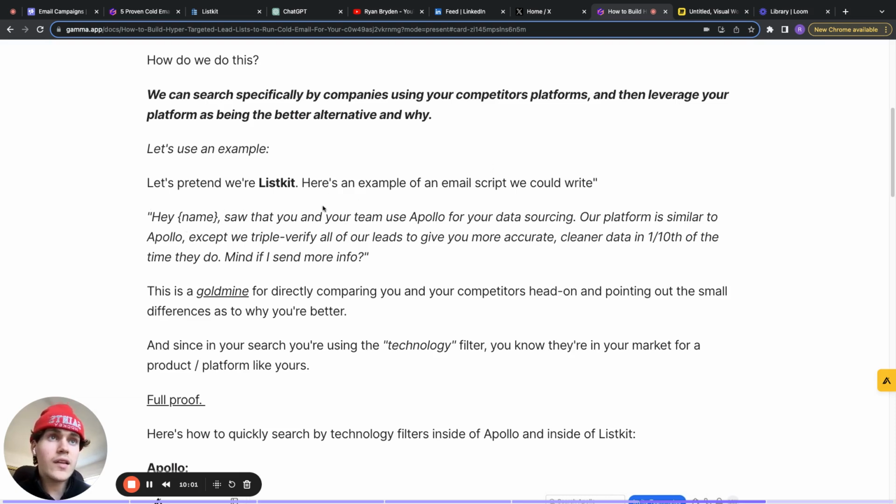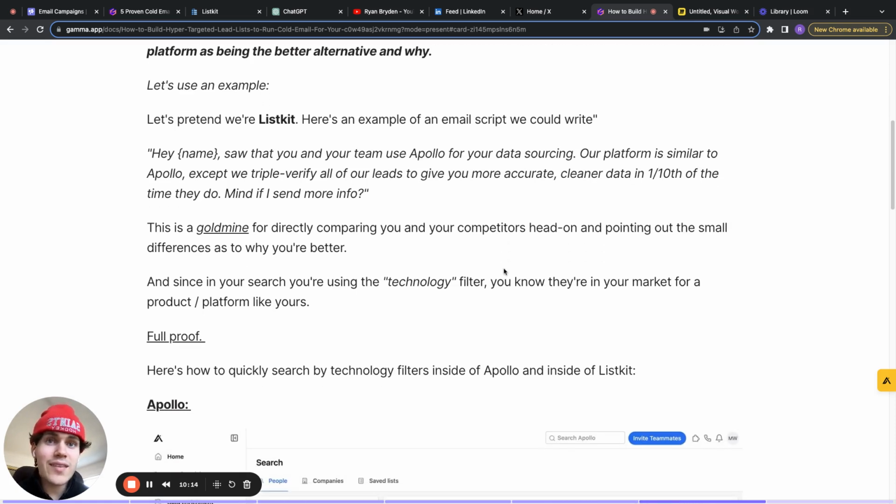Hey Ryan, I saw that you and your team use Apollo for your data sourcing. Our platform is similar to Apollo, except we triple verify all of our leads to give you more accurate, cleaner data in a tenth of the time they do. Mind if I send over more info? Like, this is an absolute gold mine for directly comparing you and your competitors head on and pointing out the small differences as to why you're better.